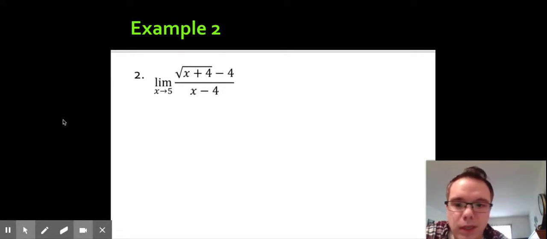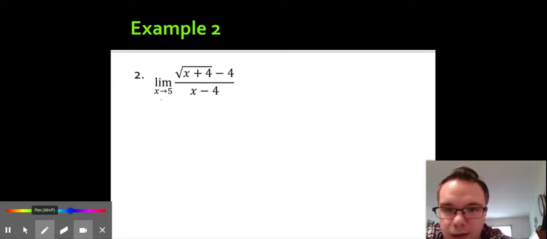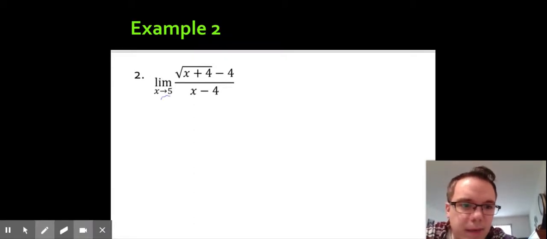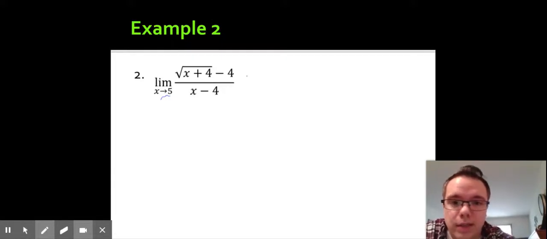So the first thing we need to do is check if we plug in our number 5 here, do I get 0 on the bottom? And if I take 5 minus 4, I get 1. So here I don't have to actually multiply by the conjugate because I don't get a 0 on the bottom, so I can just use direct substitution.